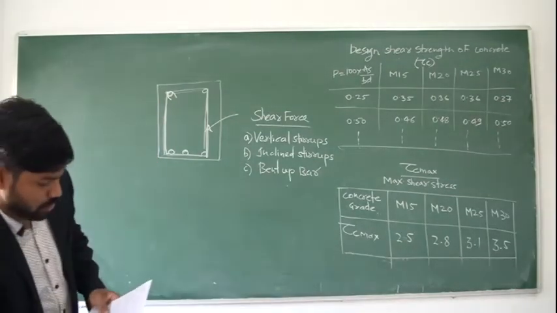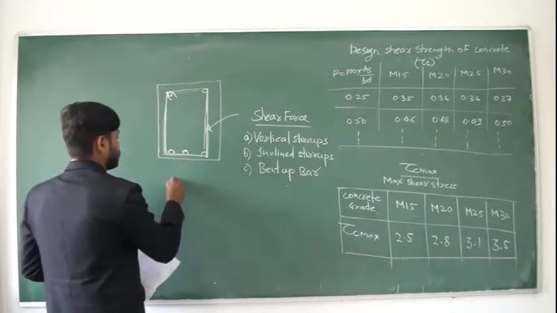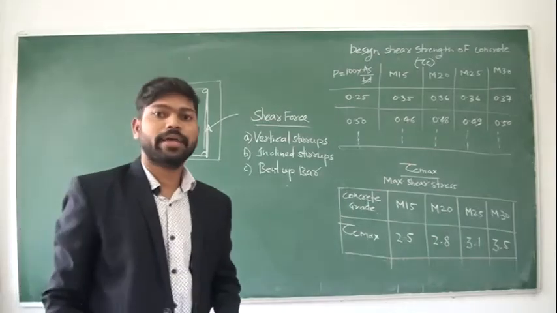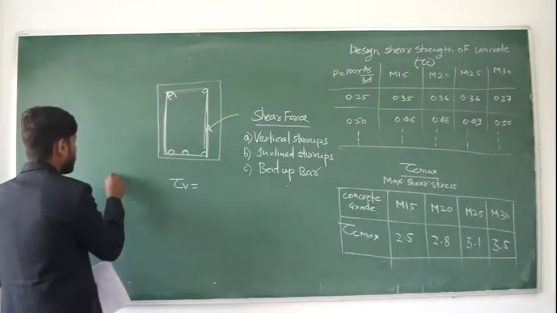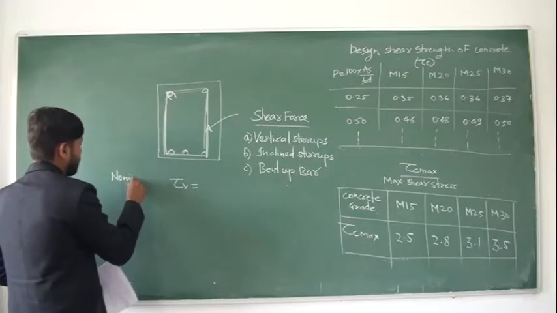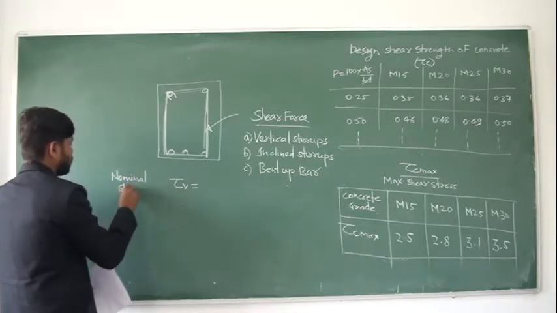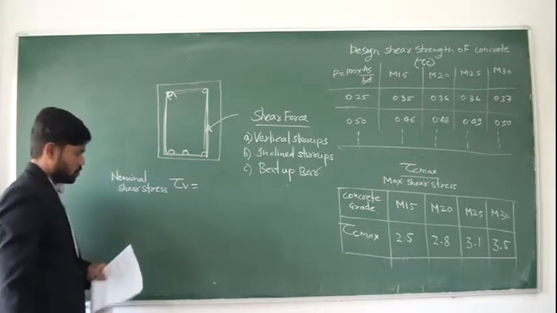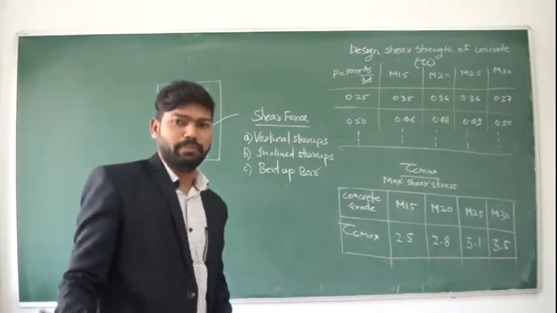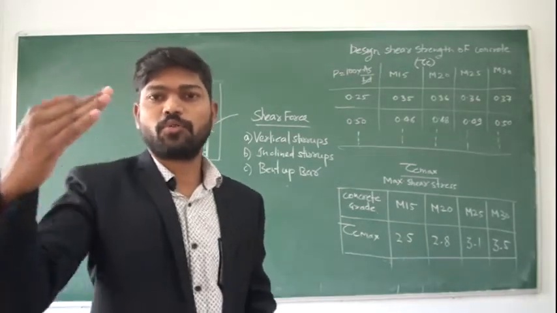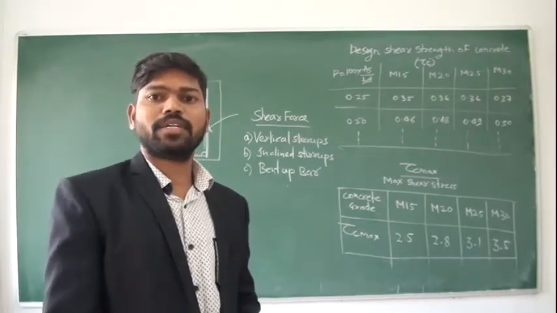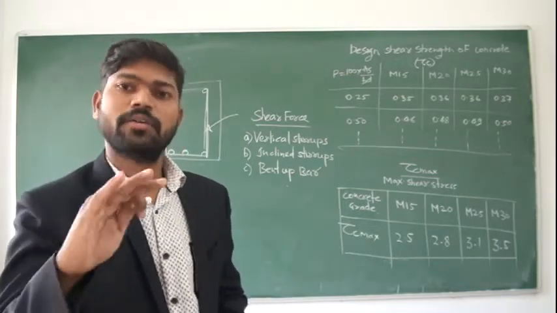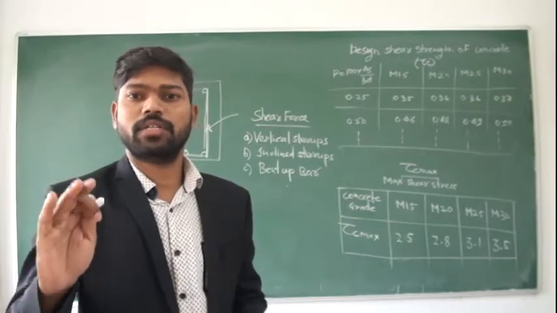So first is nominal shear stress. It is denoted by tau V. It is called nominal shear stress. It is nothing but the actual shear stress in the beam. So again, stress means what? Force divided by area. As we are talking about shear stress, it will be shear force divided by area.